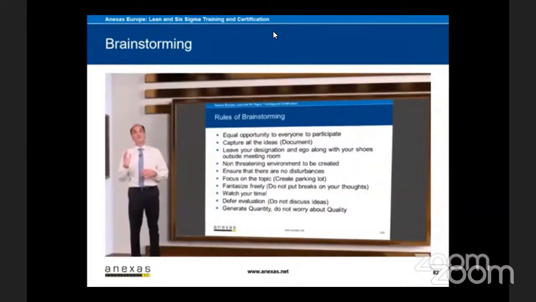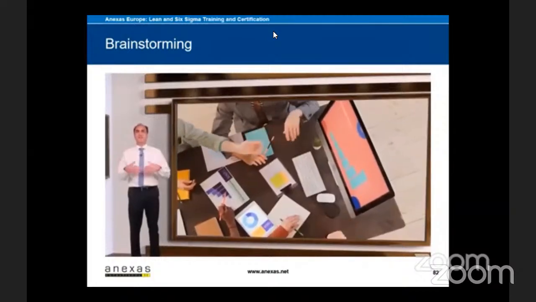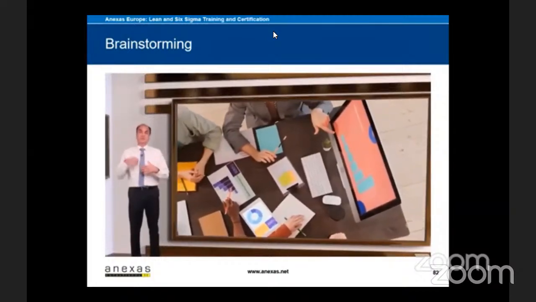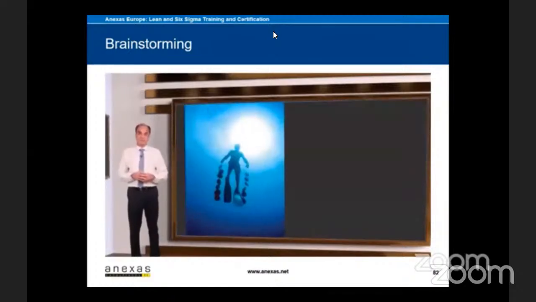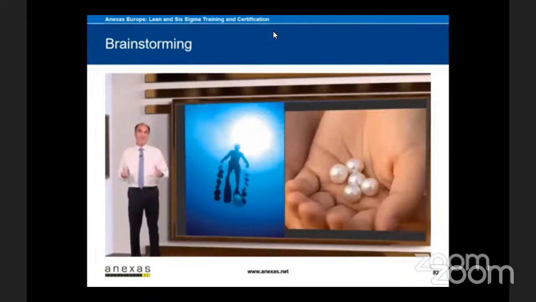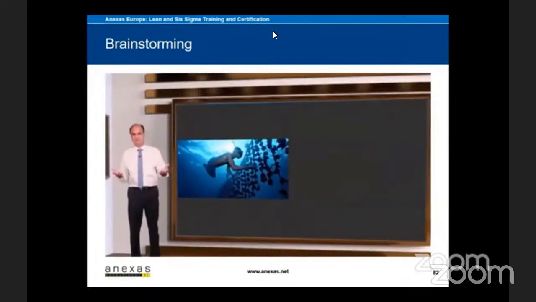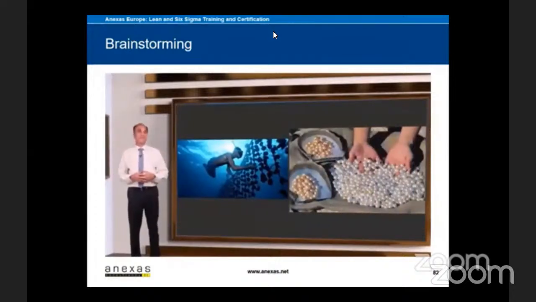Generate quantity, do not worry about the quality at the initial stages. So you have to generate lots of root causes, lots of solutions, more the better. A pearl diver dives into the sea to find the pearls. If he just collects 10 oysters, the probability of getting the pearl is very low. But if he collects thousands of oysters, the probability of getting the pearl is very high.